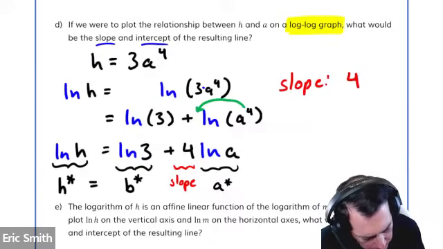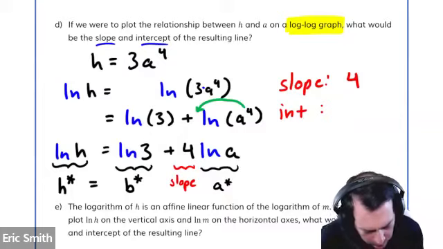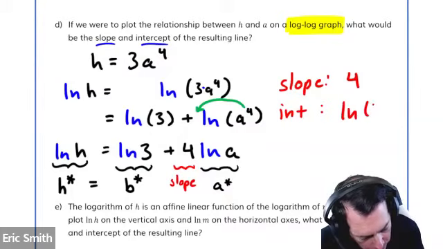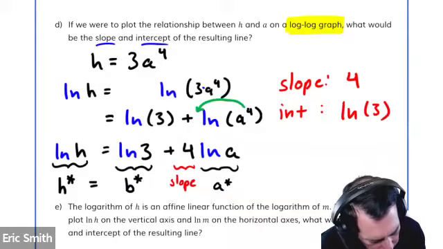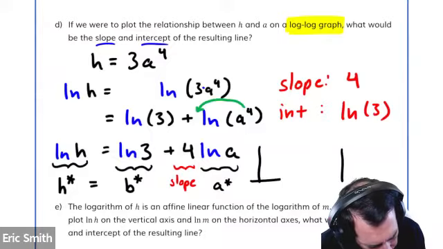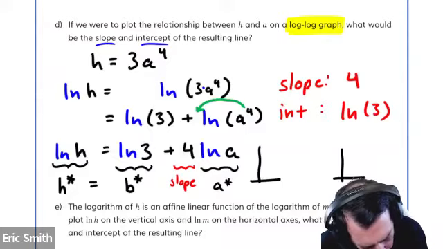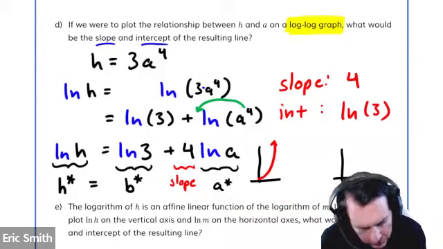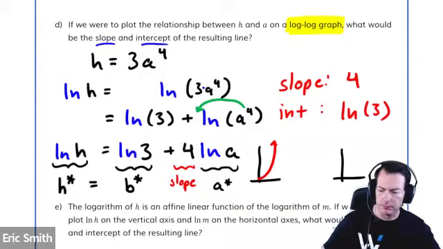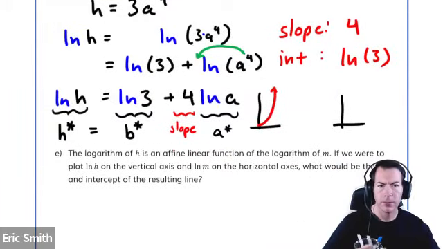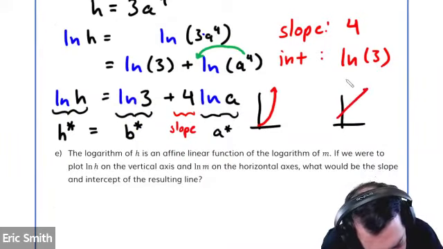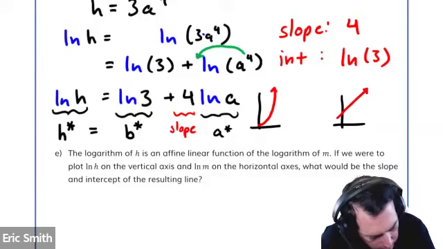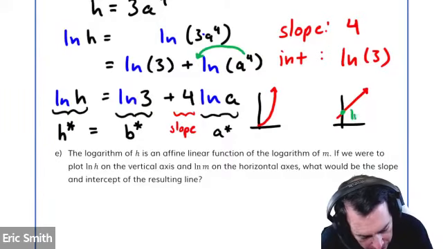And the intercept, that's our b star. This is going to come from that natural log of 3. So if you were to look at the original, let me draw just a really rough sketch of both of these. In the original shape, you would get this really steep curve. But after you're done doing this log-log graph, you'd get a nice straight line. Furthermore, you could graph it out pretty easily because you would know where the intercept is and you would have a good sense of the slope.